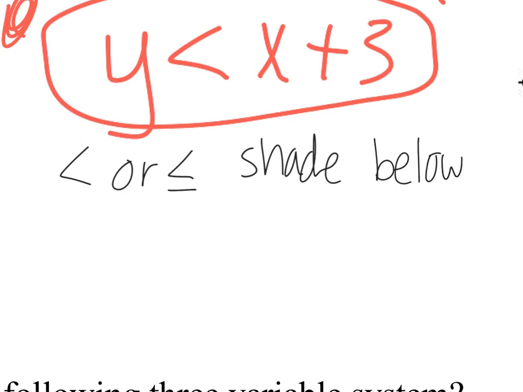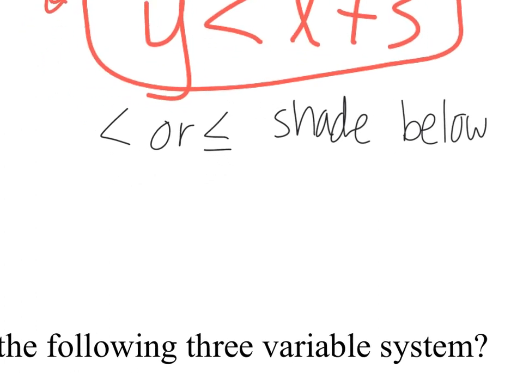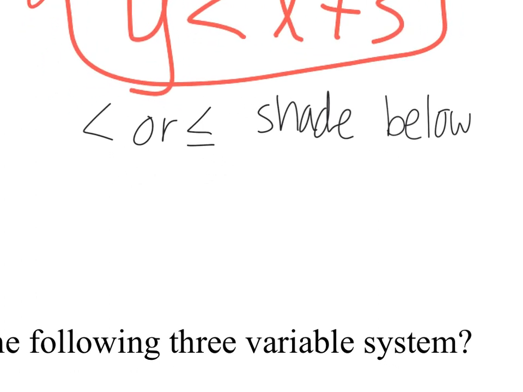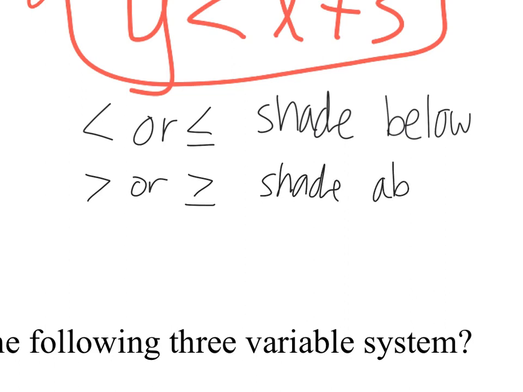You shade below the line, right? Whatever line you may draw, you're going to shade below it. So after you graph that y-intercept and that slope, you're going to shade below whatever line you just drew. And when you have greater than or equal to, it's vice versa. You're obviously going to shade above.